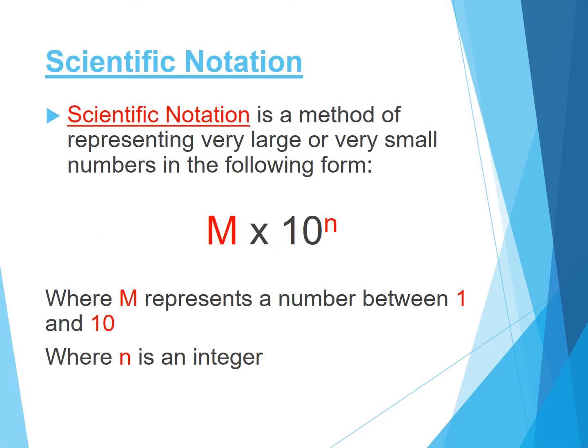To deal with that, we write things in scientific notation. It's a method of representing very small or very large numbers in the following form, where m represents a number between 1 and 10, and n is an integer.